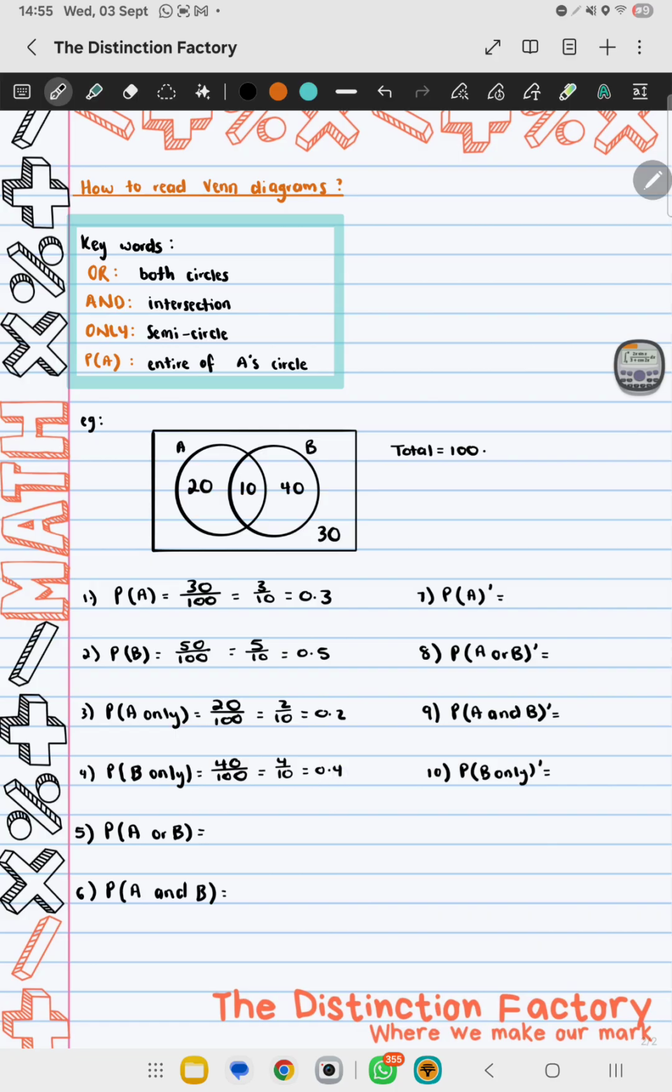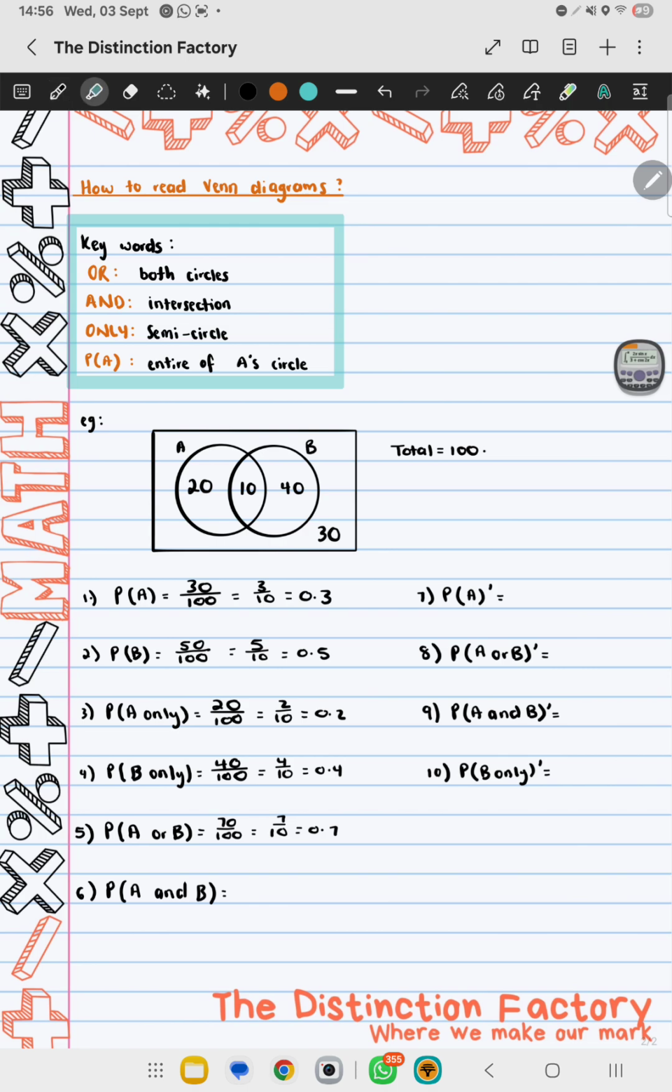Then we have the probability of A or B. Whenever they mention or, that means we are looking at both of the circles together. So we are looking at A circle and B circle together. That's the 20 plus the 10 plus the 40, which gives us a total of 70 out of 100, which is simplified to 7 over 10 or 0,7.